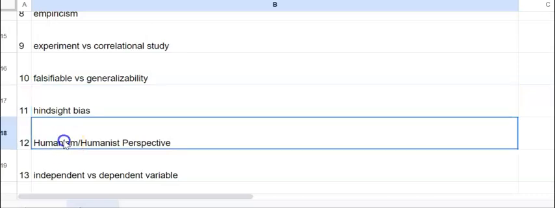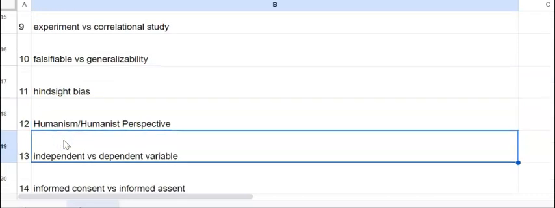Humanism is the perspective that focuses on people's ability to make choices and, once their needs are met, to approach self-actualization and reach their full potential. It was developed in contrast to the psychoanalytic and behavioral perspectives, which made it seem like people were simply the products of their environment and their unconscious mind.